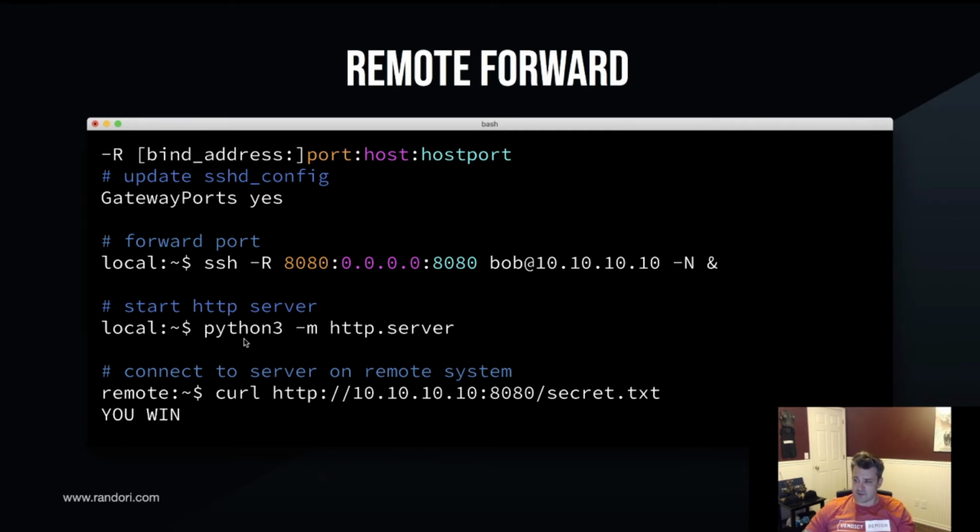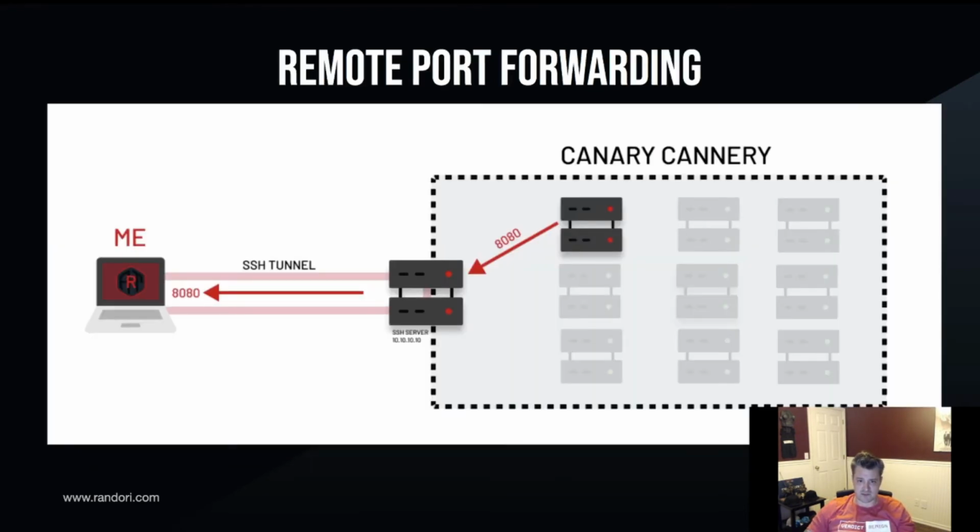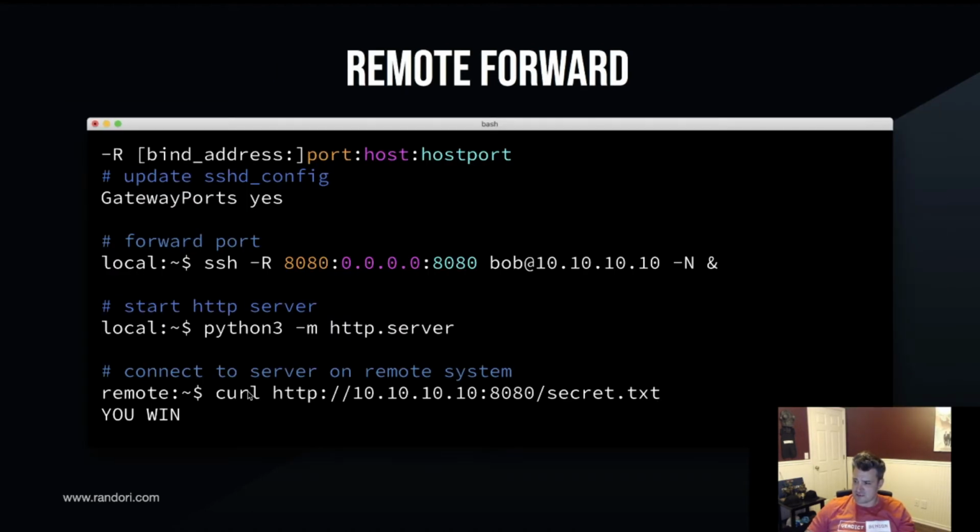For this example, I just start a simple HTTP server because I just want to serve a file from my local system. And then on the remote system, so if you remember, let me go back one here. So this is the remote system now. If I run that curl command, it's going to hit here and then hit my laptop. So you can see here, curl 10.10.10.10 is that remote system. And then I hit that port 8080, I grab the secret, and then once again, we get to win, which is pretty awesome.